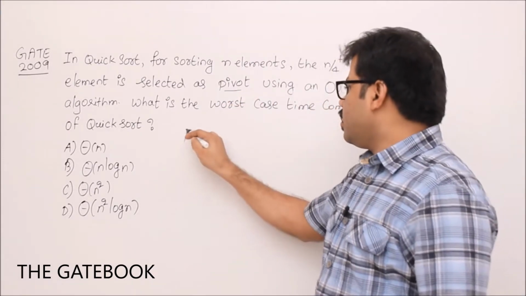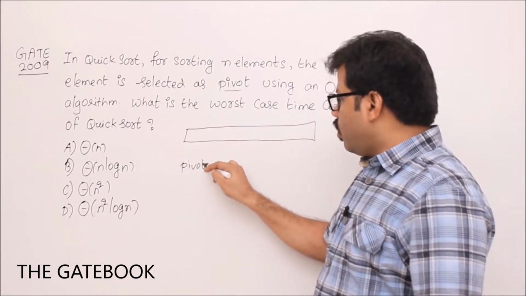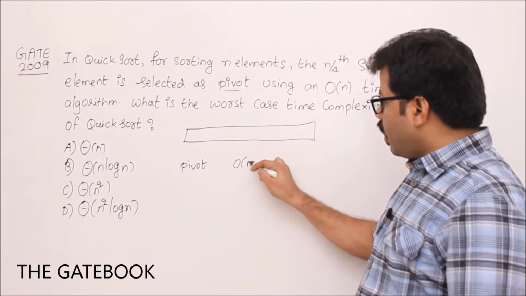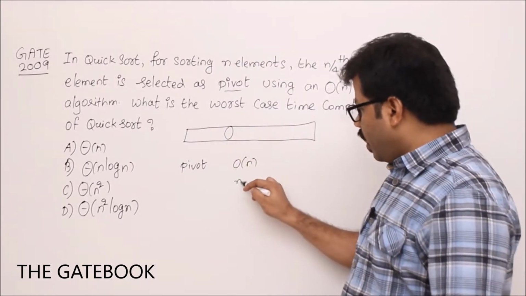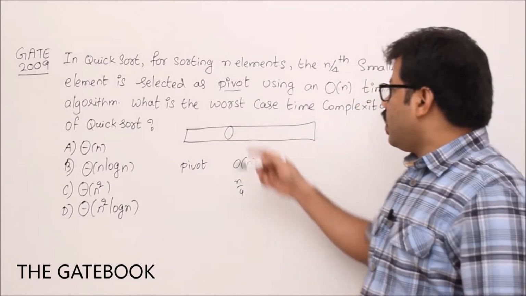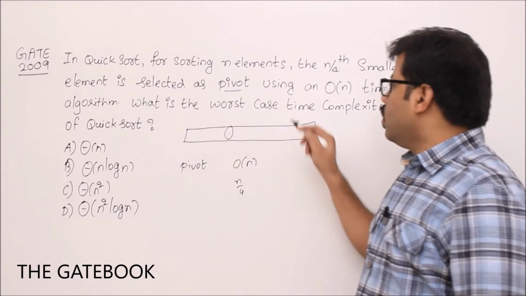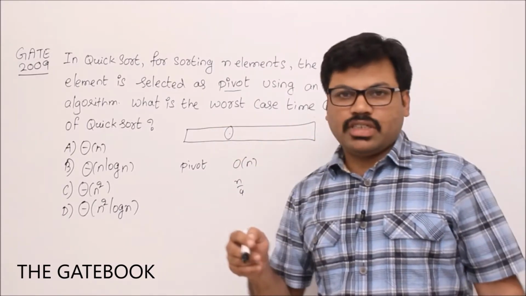So what they are telling is, we need a pivot, right? To find the pivot, they are using some order of n time algorithm and they are able to find the n by 4th smallest element in the list. Okay, it's good. Then if I use it as pivot, what is the worst case time complexity of quicksort? We will see that.